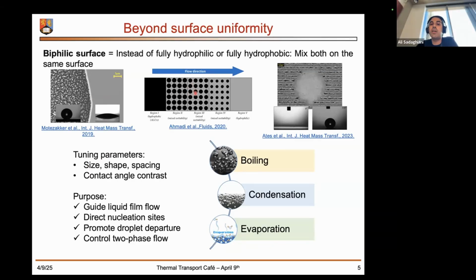So the distance between these spots, the size of them, and the geometry of them, whether they are circular, square, rhombic, etc. And the whole idea behind mixed wettability is to guide the liquid film or droplets, more importantly, to provide some nucleation sites for the formation of the secondary phase and overall control of two-phase flow performance. So in the talk, I'm going to discuss three different phase change processes of boiling, condensation, and evaporation, and provide some specific examples for mixed wettability for each of them.